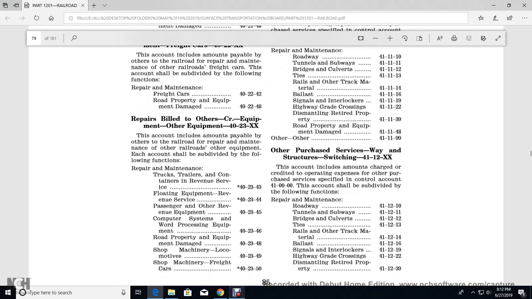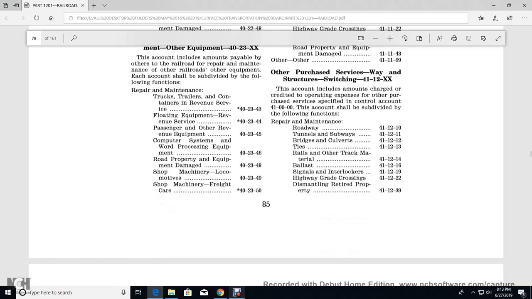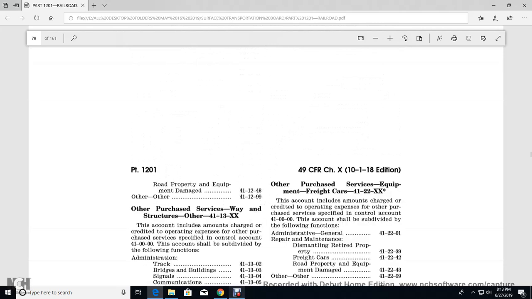Purchase services way with the structure switching 4112 XX. The account includes the amount of the credit of the operating expense for the other purchase services specified and controlled with the 410000. The account is subdivided the following functions: repair maintenance of the roadway, tunnels, subways, the bridge, culverts, the railway, other track material, the ballast, and the signal, interlocking, highway grade crossing, dismantling, retired property, or other.